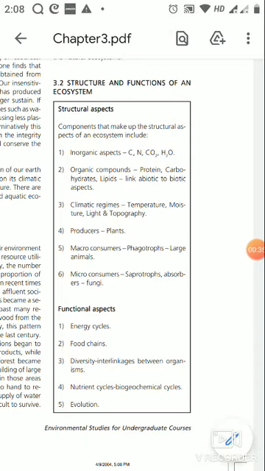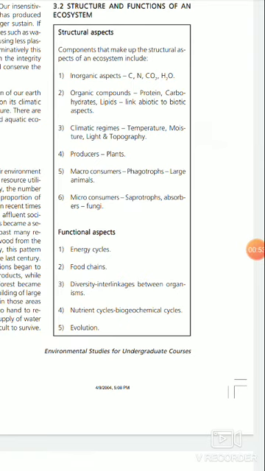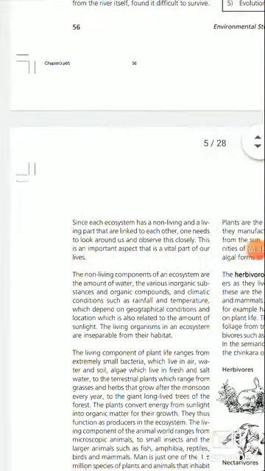Fourth point is producers that are always plants, and macro consumers that are phagotrophs, large animals, and micro consumers, saprotrophs, absorbers, fungi. And next is functional aspect, that is energy cycles, food chains, diversity, interlinkage between organisms, nutrient cycles, biogeochemical cycles, and evolution. The ecosystem can be divided into two: structural aspects and functional aspects.